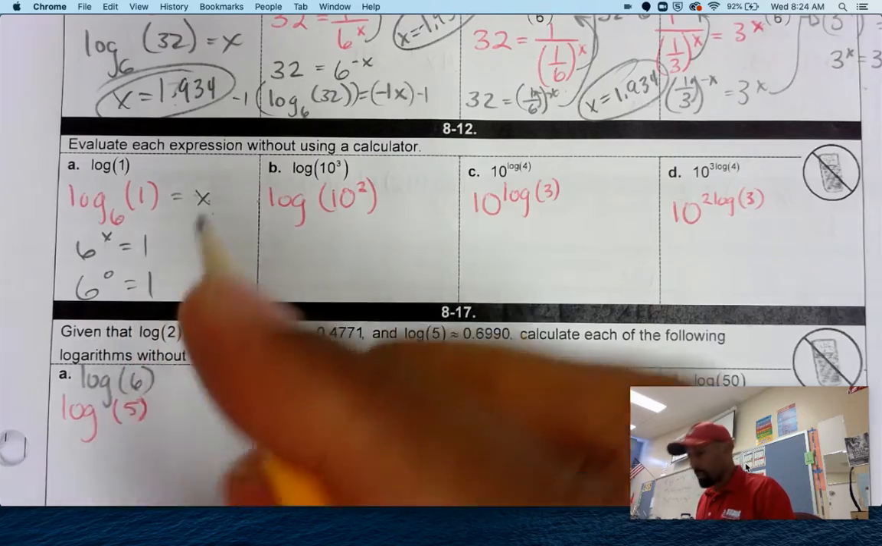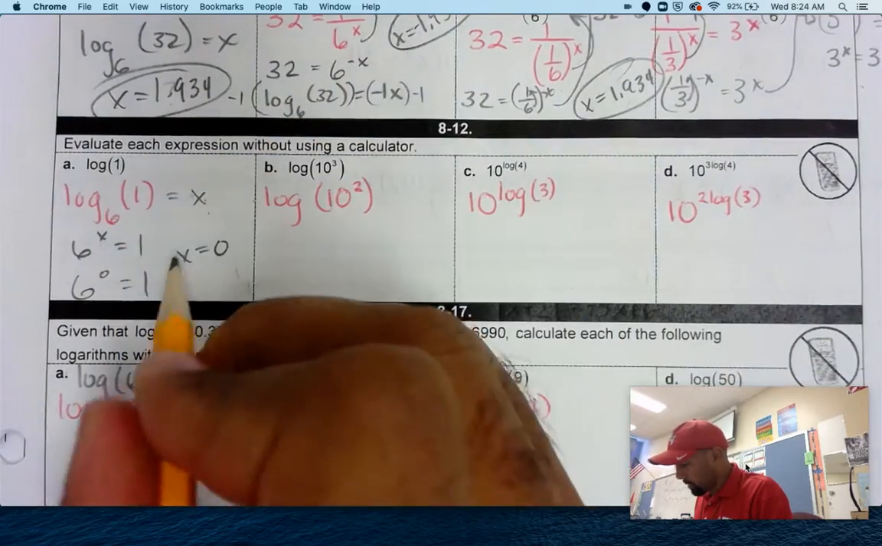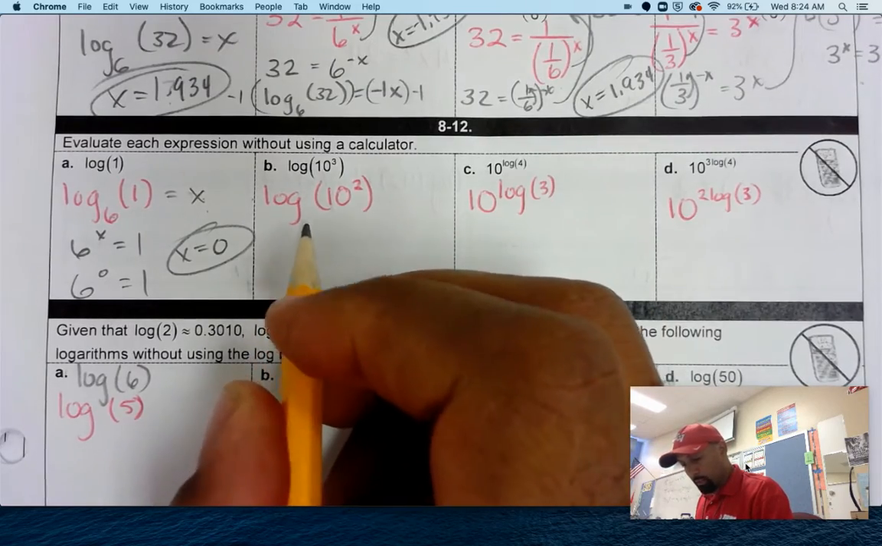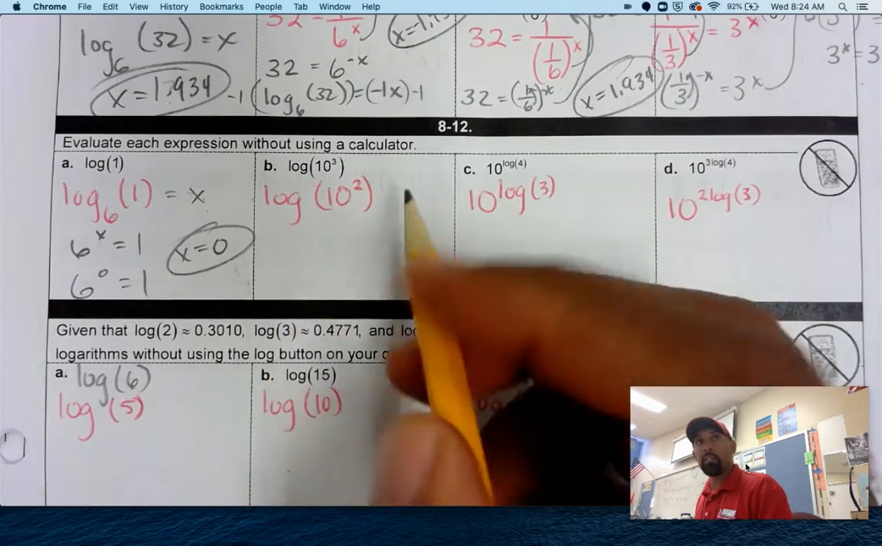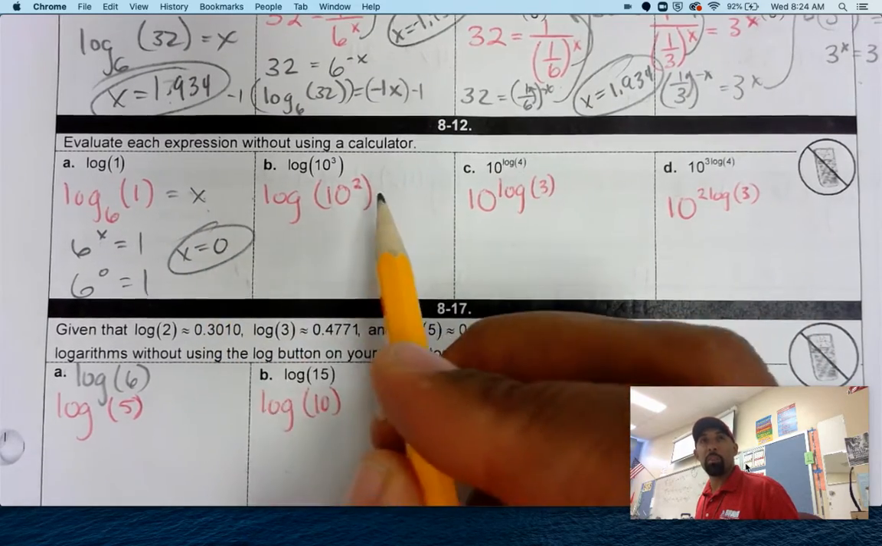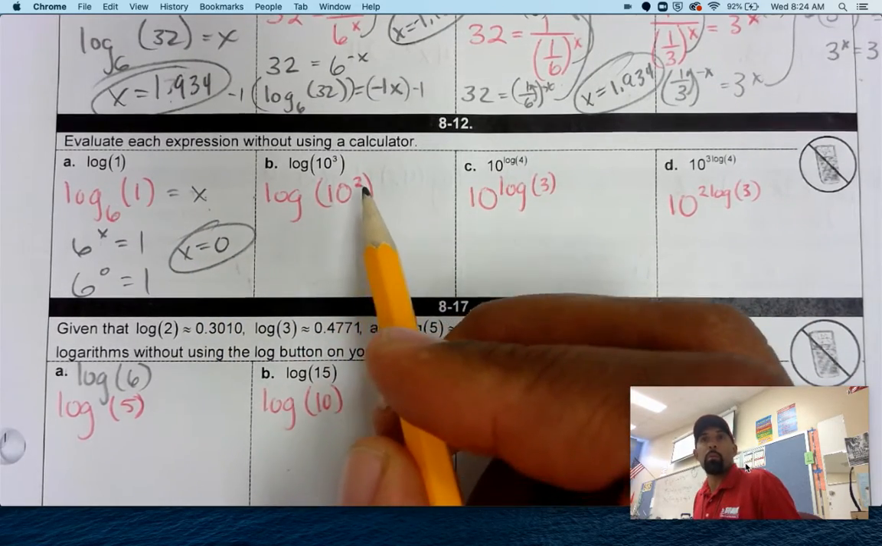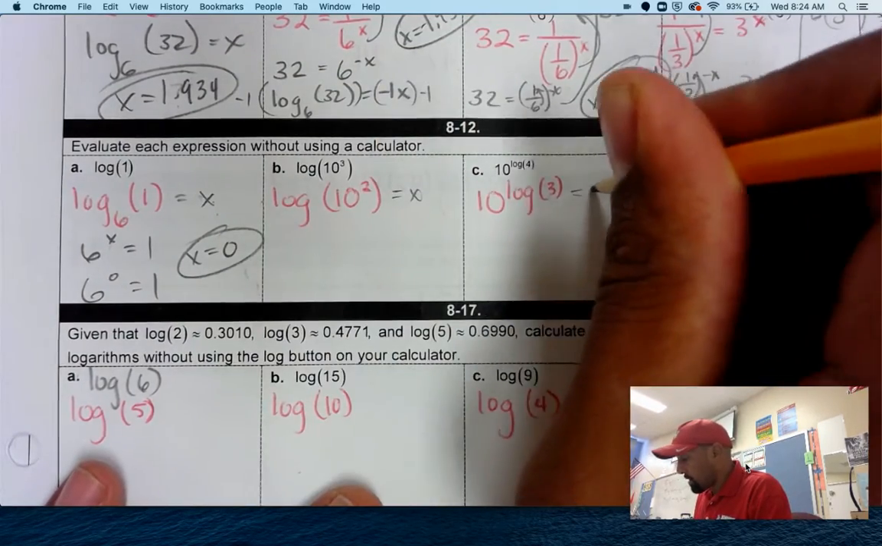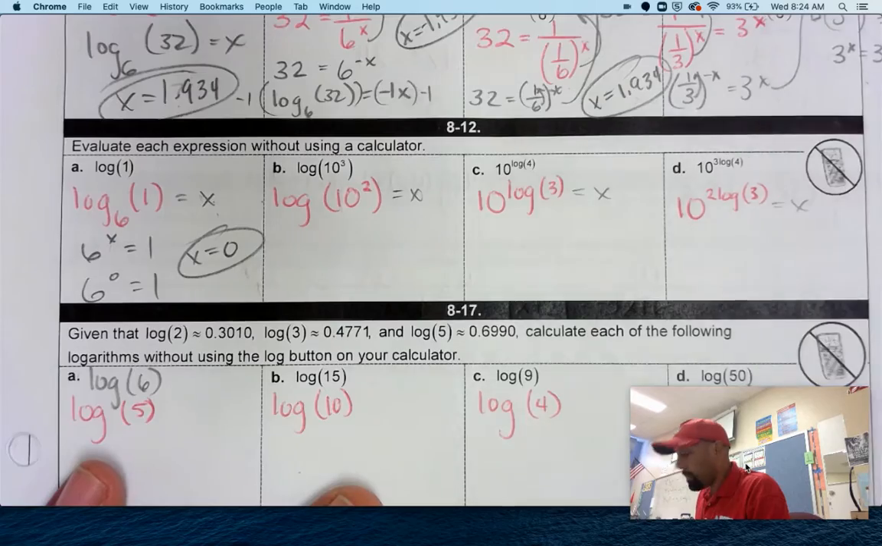So what that means is that x equals 0. Okay, now on this one, since there's no x here, you notice how I wrote in an x, right? Because we're trying to figure out what this is equal to. We don't know what it's equal to, so for all of these, I'm basically setting them equal to x to help me solve them.